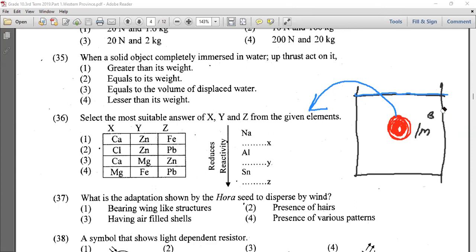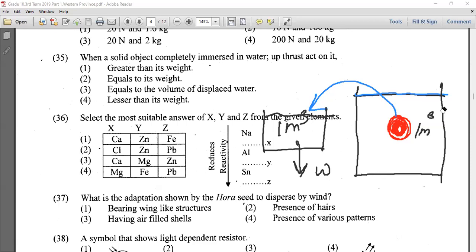So how much water would be spilled? 1 meter cube. What do I have to do? I have to weigh this 1 meter cube of water. What did I do? I immersed an object in water completely. The object is completely immersed in water. So the weight of a volume of water equal to the volume of the ball will be spilled out of the container.